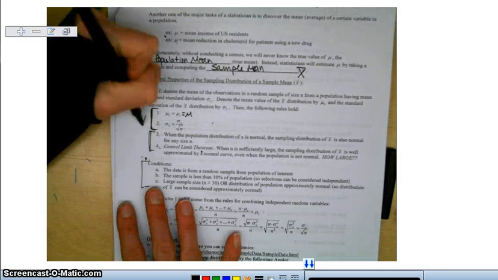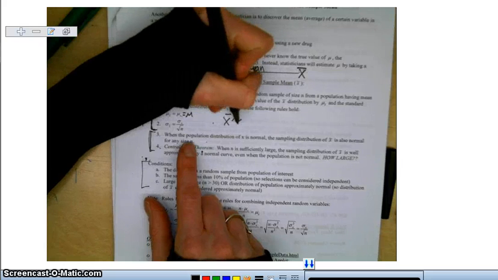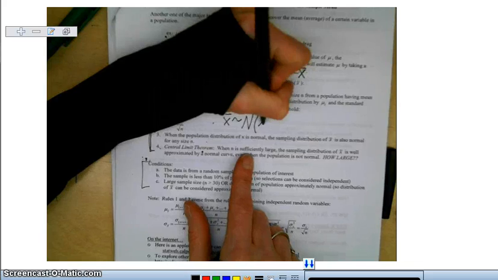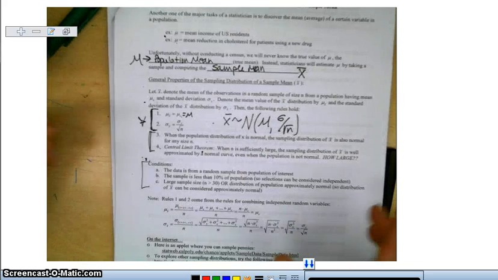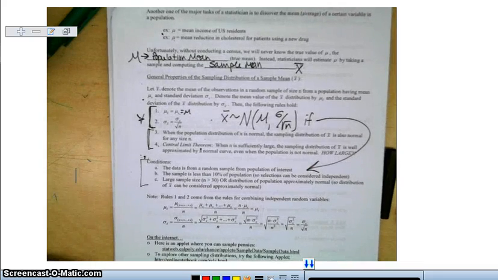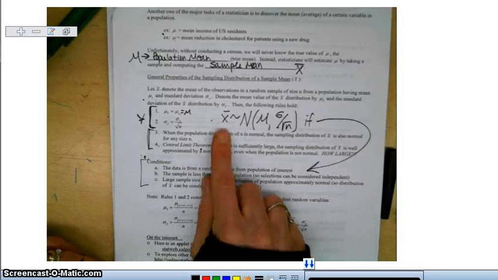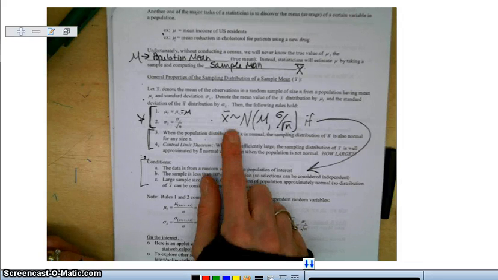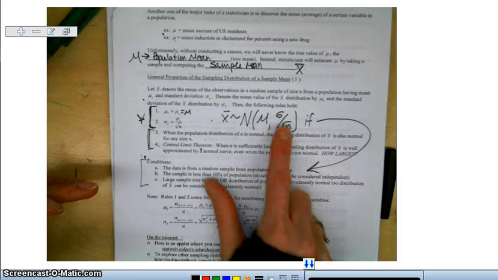These are the formulas we're going to use to change X bar into normal. X bar is approximately normal with a mean of mu and a standard deviation of sigma over the square root of n if the conditions hold. If the conditions hold, the sampling distribution of X bar, the sample mean, is approximately normal with a mean of mu and a standard deviation of sigma over the square root of n.